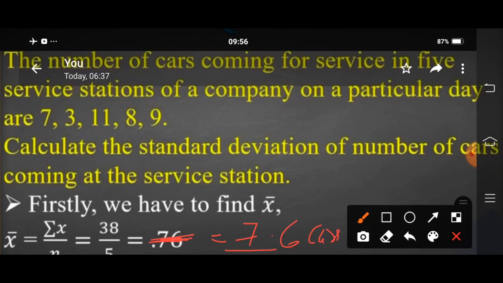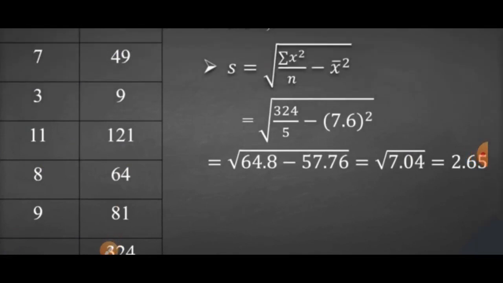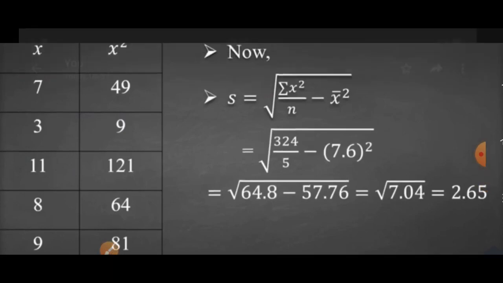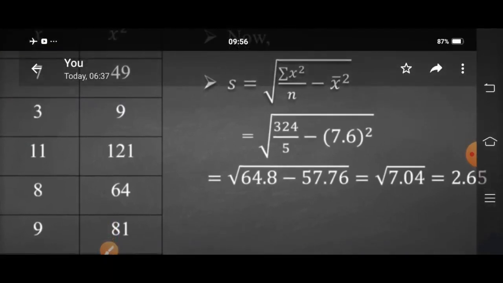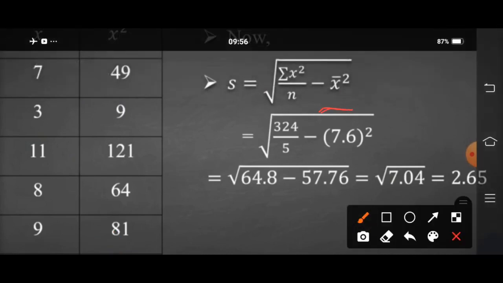Here the mean is in decimal, so we go for this formula. In the first column, write down the observations, then we want the squares of x. According to the formula, sigma x square divided by n minus x bar whole square. We already have x bar as 7.6, but we need x square.